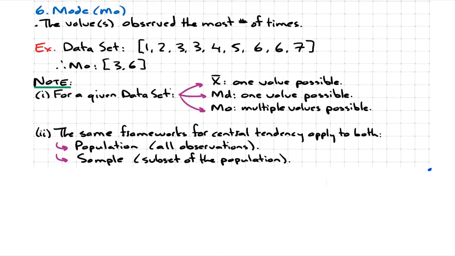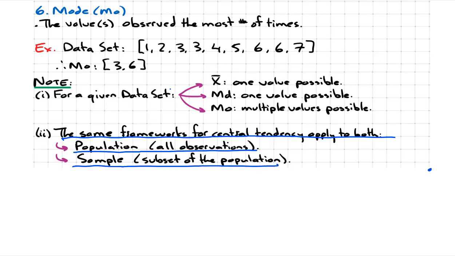And the second note: the same framework for central tendency applies to both a population, which includes all observations, and a sample, which is only a subset of the population. So here's the distinction between the two. This here, the entire pie, would be the population, whereas this would be the sample. And what this last note is saying is that all these measures of central tendency that we calculated, we could have used for either the population as a whole or just the sample. The mathematics would be the exact same.